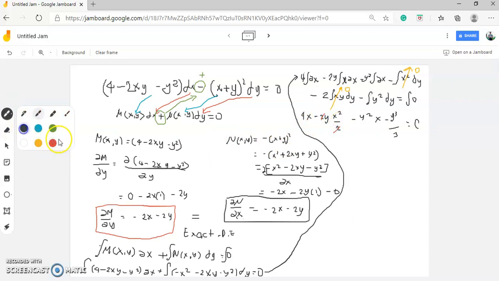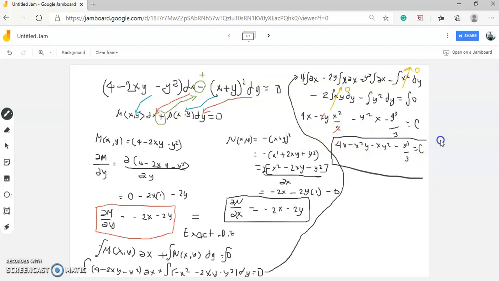Okay. So from there, we have 4x minus x squared minus xy squared minus y cubed over 3 equals c. So you could have this one as your general solution, or you could still simplify this one. So simplifying this one is multiplying 3.